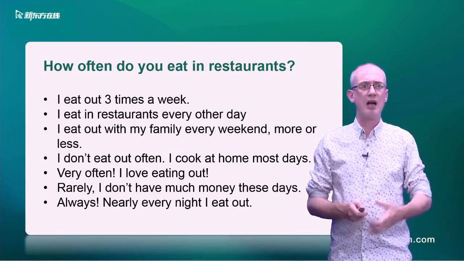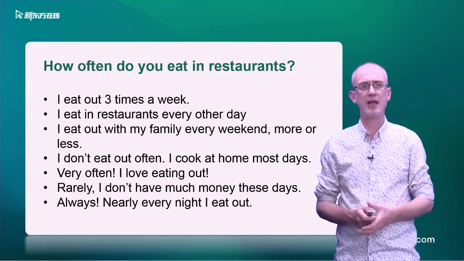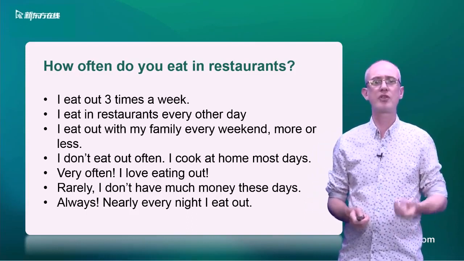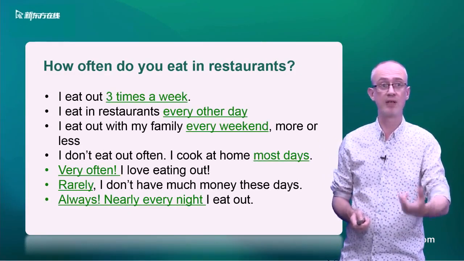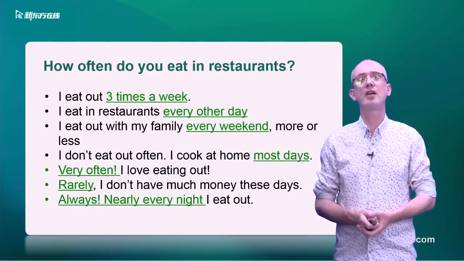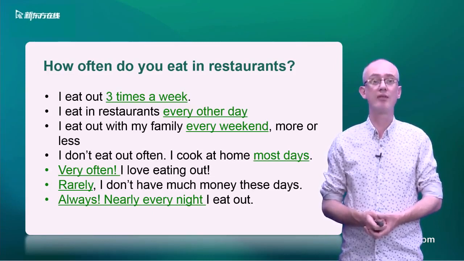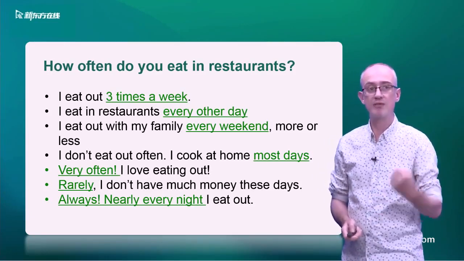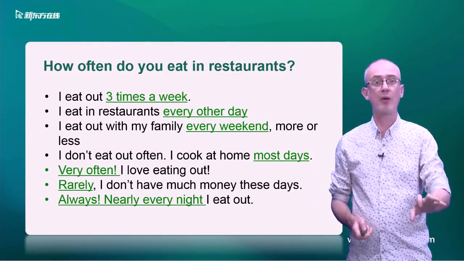Look at the patterns. I eat out 3 times a week. I eat in restaurants every day. I eat out with my family every weekend, more or less. I don't eat out often. I cook at home. Very often, I love eating out, etc. What's the question really asking? What do all these good, simple answers contain? Time expressions, adverbs of frequency, to do with how often we do things. That's the main feature of these answers: 3 times a week, every other day, every weekend, most days, very often, rarely, always, nearly every night. That is actually what's going on here.